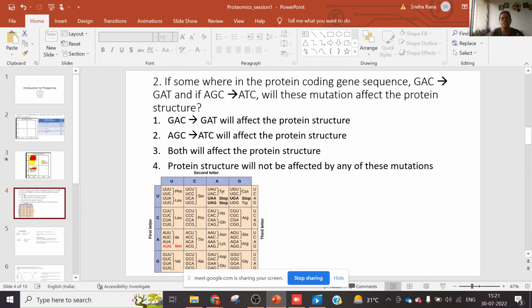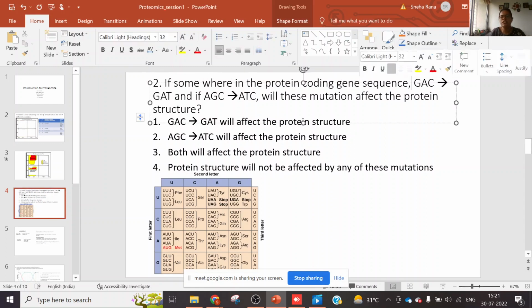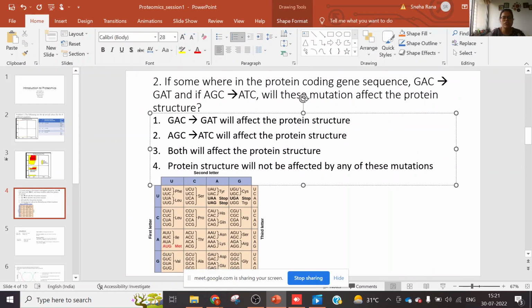Now let's say there is a particular protein coding gene sequence. This is the gene sequence GAC. Now it is converted into GAT. You see there is a change from C to T, and there is another mutation in this particular gene sequence: AGC is converted to ATC. My question is, will this mutation affect the protein structure? You have to comment whether it will affect the protein structure or not.